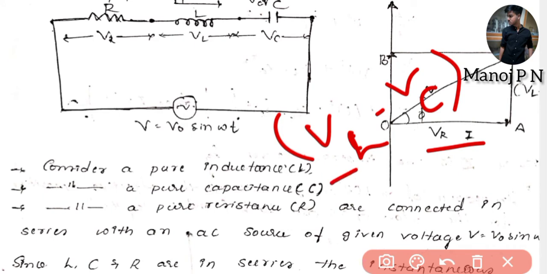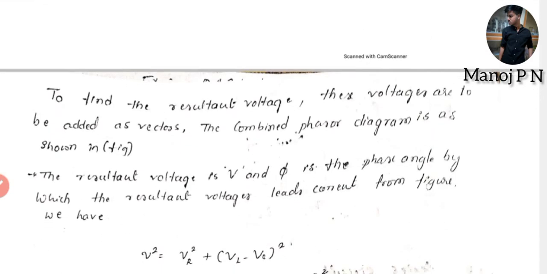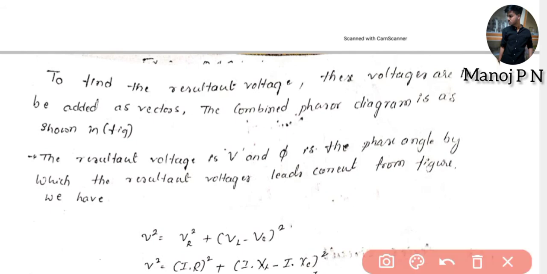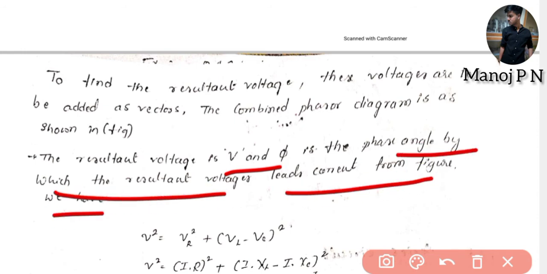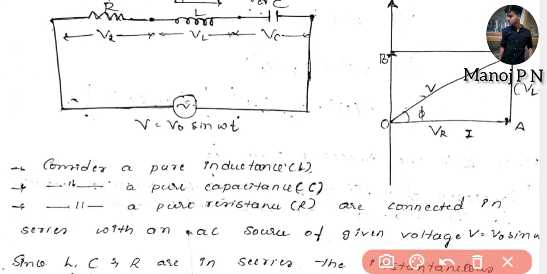Why is VL in front and VC behind? Because VL is leading the current by 90 degrees, and VC is behind the current by 90 degrees. And to find the resultant voltage, these voltages are to be added as vectors. The combined phasor diagram is as shown in the figure. The resultant voltage V leads the current by a phase angle phi. From this figure, I'll tell you how to extract the equation.